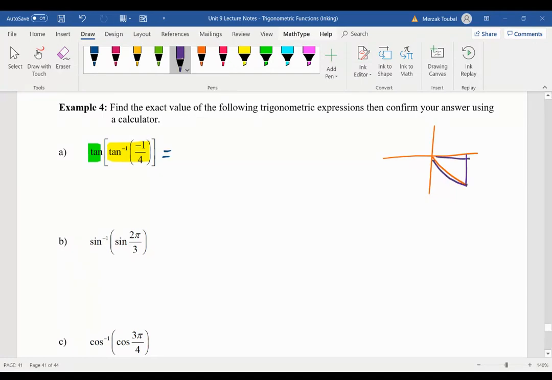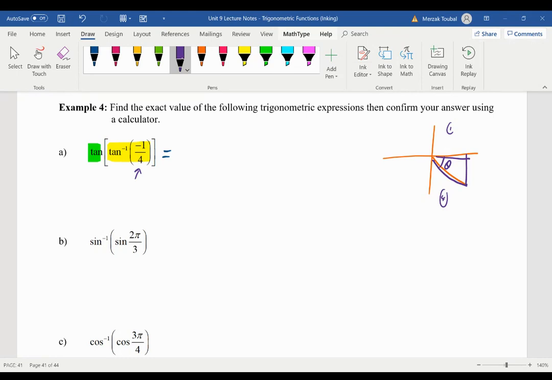The reason why I draw it in quadrant 4 is because tangent inverse of a negative value is in quadrant 4. Remember the restricted domain of the tangent function. In order for the tangent function to have an inverse, you need to restrict the domain. The restricted domain was from negative pi over 2 to pi over 2. Therefore, it's quadrant 1 and quadrant 4. Because we're taking the tangent of the tangent inverse of negative 1 over 4, which is a negative value, it must be quadrant 4.